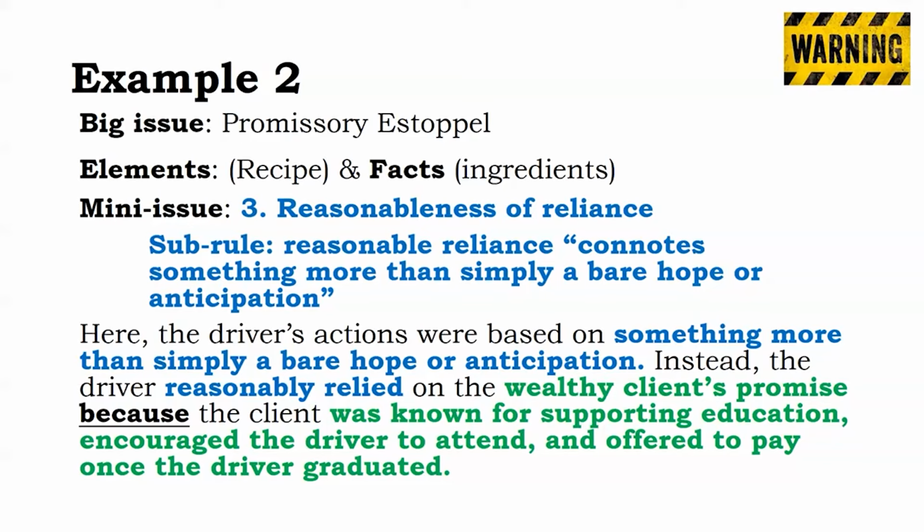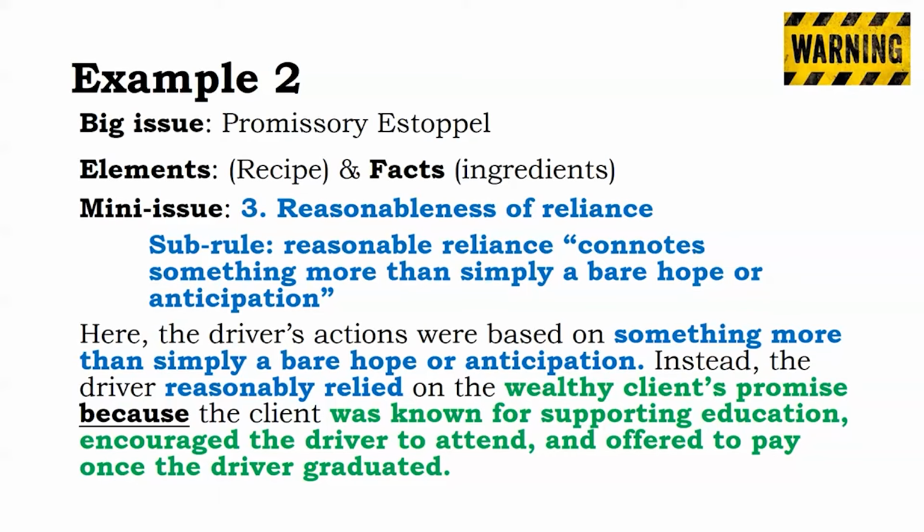So we're going to try and use law words and fact words together, right? And we know that the law words are in blue, the fact words are in green, and in order to have legal analysis, we want to use both. And so here, these are just the application or analysis sentences. So it says here, driver's actions were based on something more than simply a bare hope or anticipation. And we see that's taken right from the subrule.